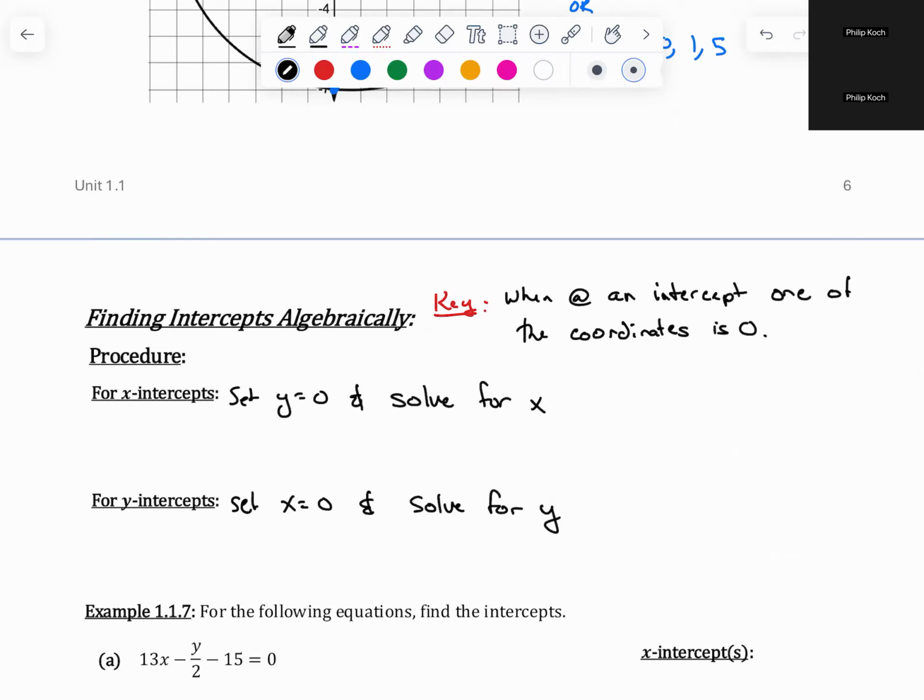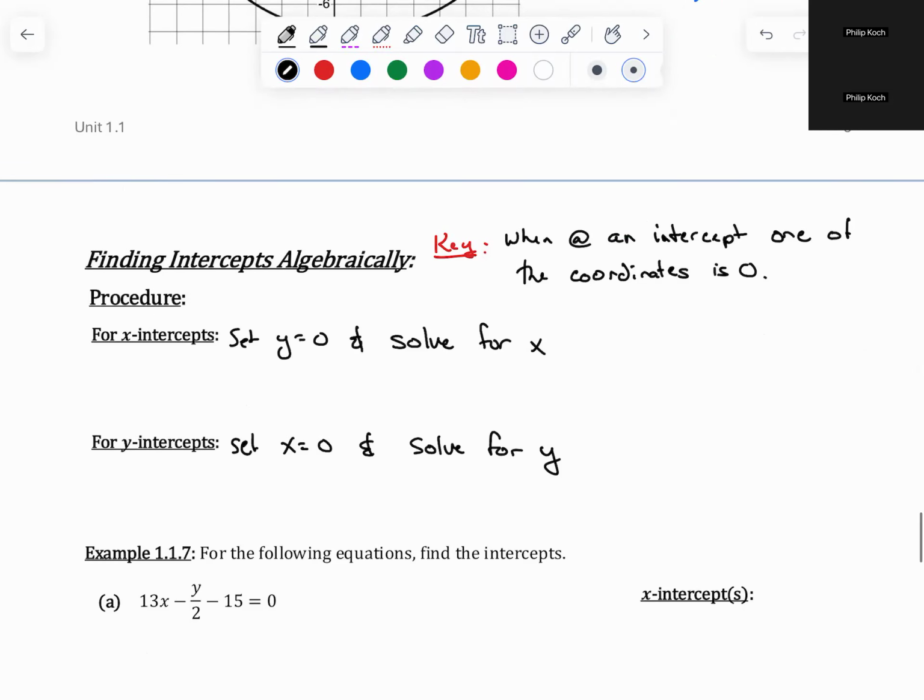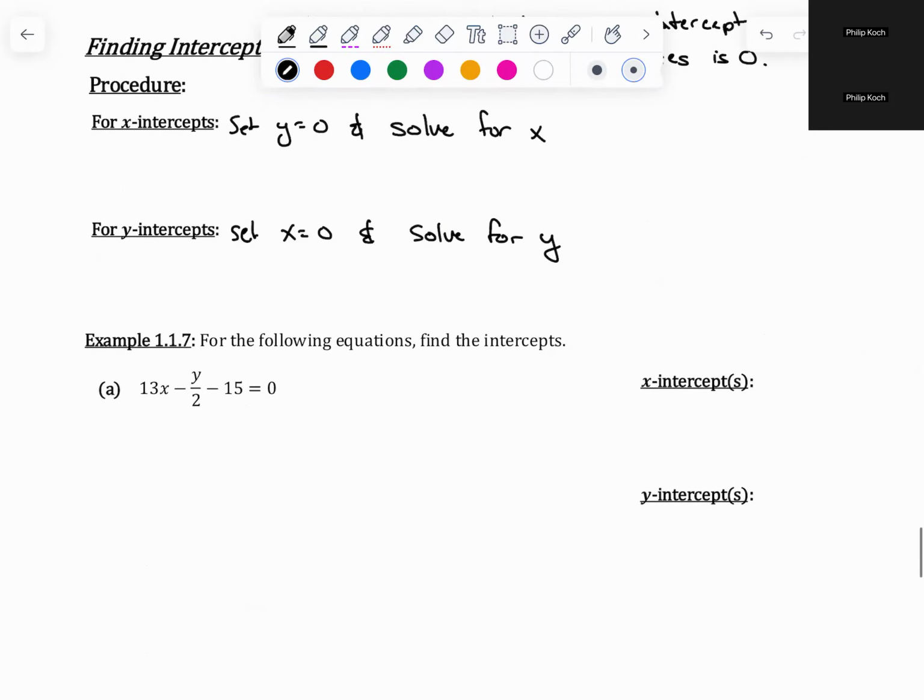So in practice, if you want to find an intercept, set the opposite variable equal to 0 and solve for your desired intercept. If you're trying to find an x-intercept, set y equal to 0 and solve for x. If you're trying to find a y-intercept, set x equal to 0, the opposite variable equal to 0. So, for example, unless there's any questions on that.